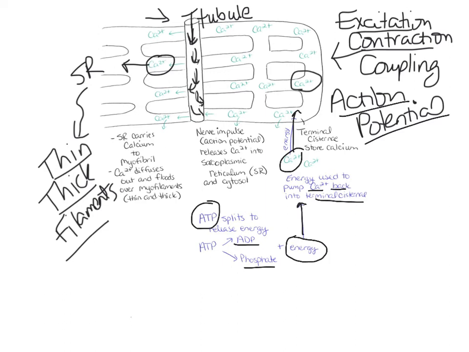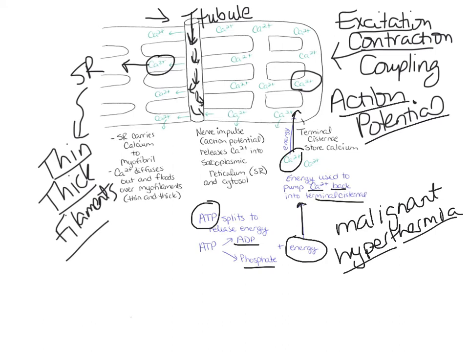So there is a condition called malignant hyperthermia. Hyperthermia means high heat, malignant means very fatal or dangerous. What happens in malignant hyperthermia is that the pumps that ATP activates to pump calcium back into the terminal cisternae are not working, and it's a genetic condition.